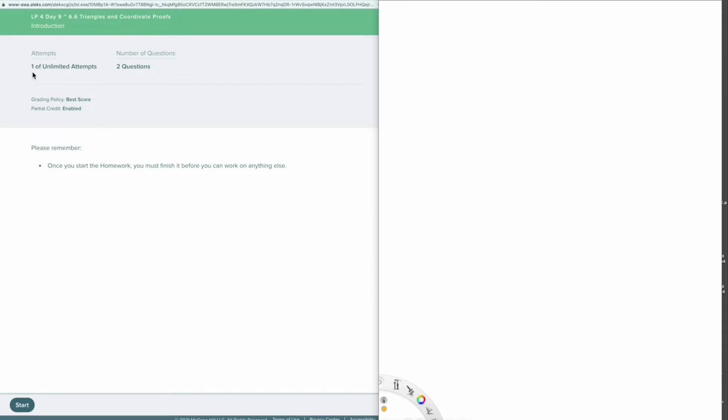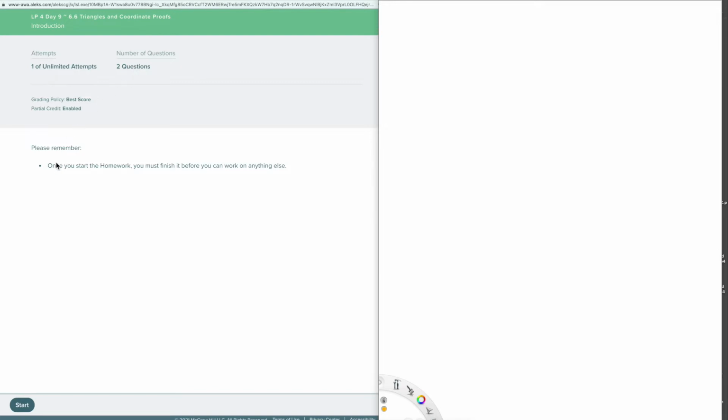Number of attempts. You always have unlimited attempts for homework, quizzes, and tests. Number of questions just tells you how many questions are on this particular assignment. Grading policy is always best score, so whichever attempt is the best, the one you keep. Partial credit is always enabled, meaning if you answer one of two questions correctly, you get credit for one question, or however many questions you answered correctly.